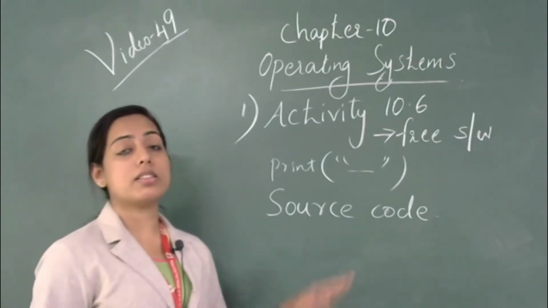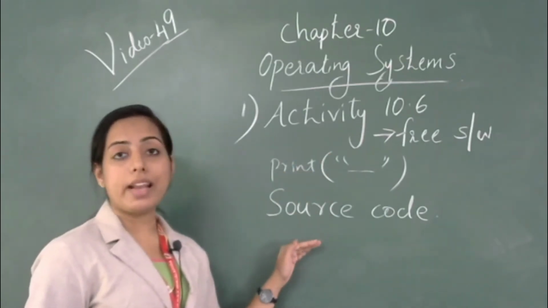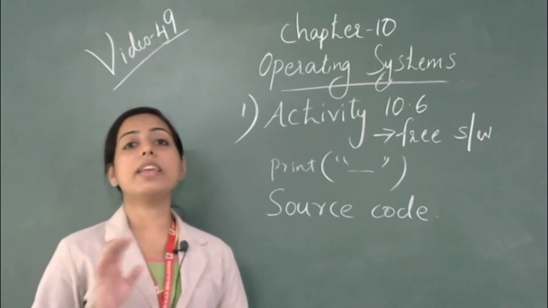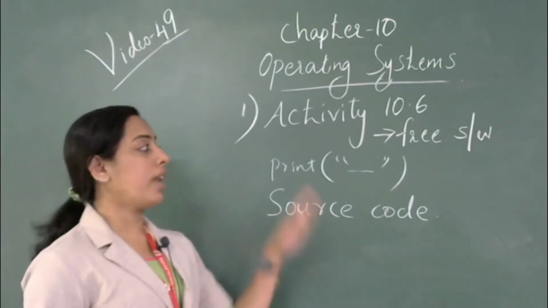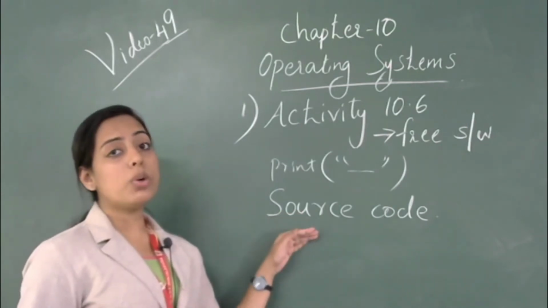Free software means this source code will be freely available. Anybody can access this source code. Source code means these instructions. Anybody can access these instructions and modify them according to their wish, and this is known as free software. In every free software we will get the source code.